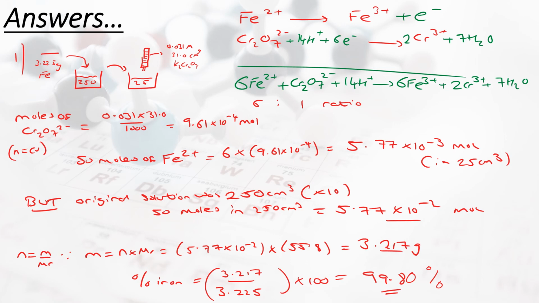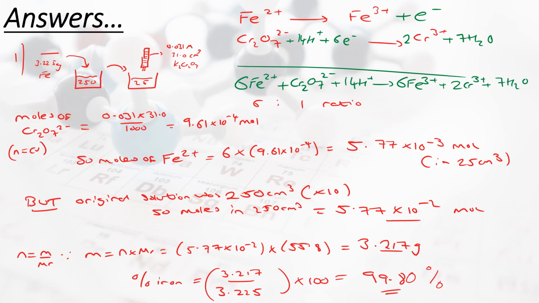We then use our mole ratios here, so for every 1 mole of our dichromate, we have 6 moles of iron 2+. And of course, that's actually what we want. We want the percentage of iron in the tablet, so we want to work out the mass of the iron, so we need our moles of the Fe2+. So we now essentially just use the mole ratios here. 1 mole of dichromate is 6 moles of iron, so therefore 6 times that mole value gives you 5.77 times 10 to the minus 3 moles.